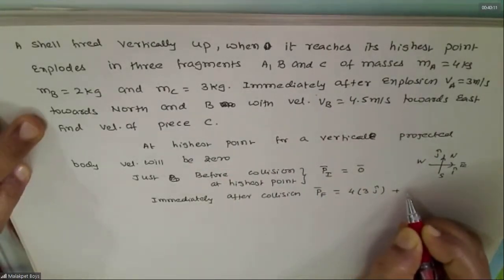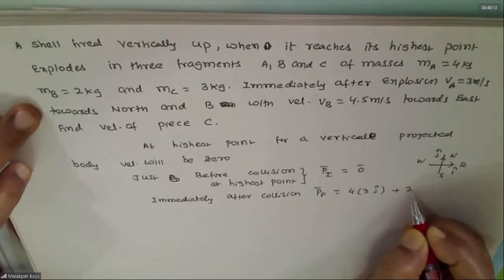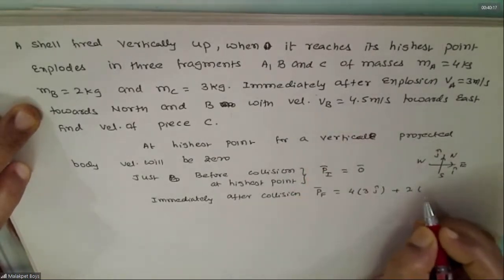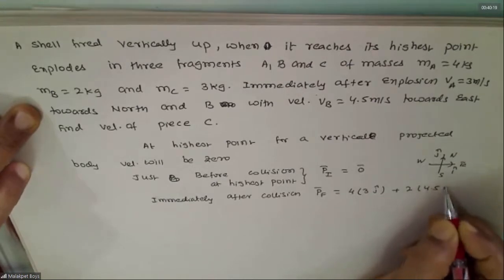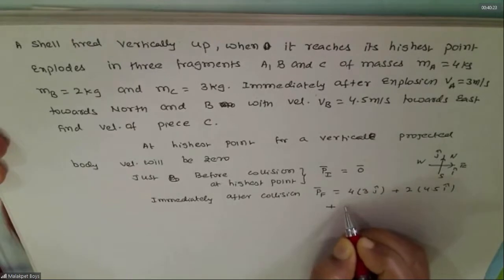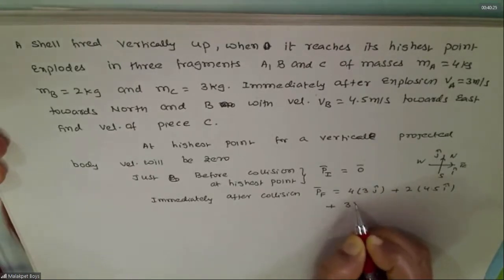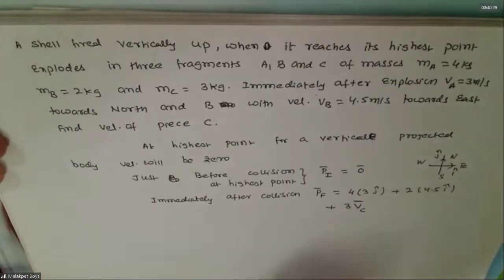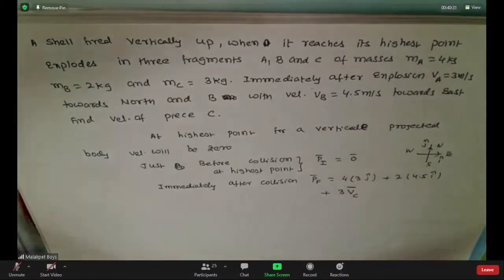B has mass how much? 2. 4.5 i cap, towards east. Okay. Then we don't know about C. C mass is 3. Because we don't know, we'll write it as a vector with a bar. If you keep a bar, that means you don't know the magnitude and direction. Otherwise, you should give magnitude and direction.